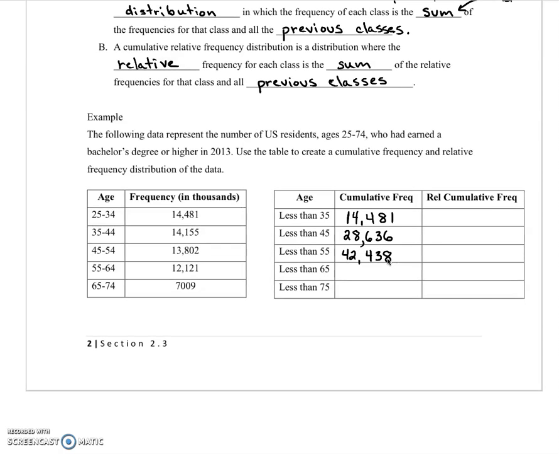Now we take that cumulative frequency and add the fourth class frequency. So we take the 42,438, add 12,121, and we have 54,559. And adding in the last class, we end up with 61,568.